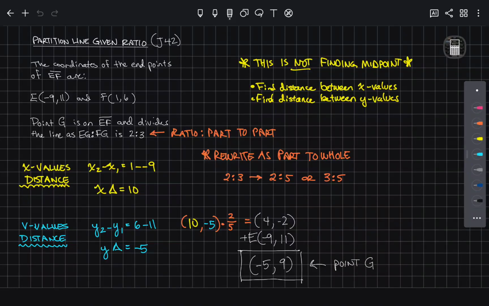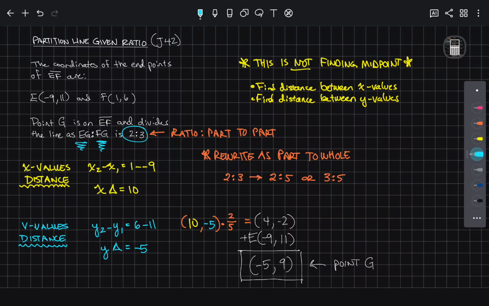Let's go over some of the basics before we go over the examples. One of the things to remember is that anytime you are given a ratio for this, we know that E to G is going to be 2 parts out of the entire line, and F to G is going to be 3 parts out of the entire line. That means we have a total of 5 parts. That also means that E to G is 2/5 of the entire line, and F to G would be 3/5 of the entire line. This takes an understanding of what that actually means to interpret that it's a part-to-part relationship, and we need to turn it into a part-to-whole.